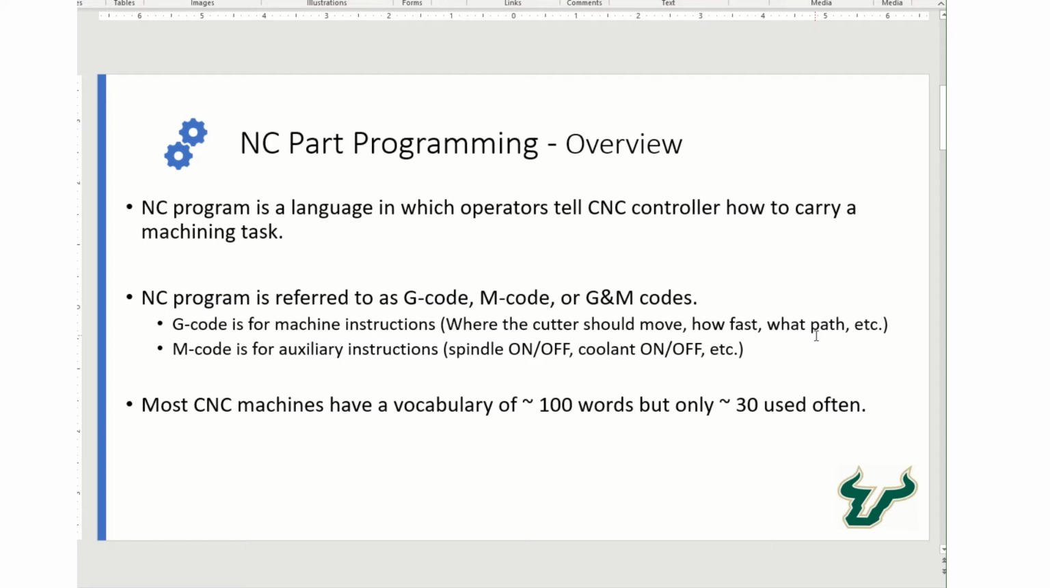All right, so most of the CNC machines typically have a vocabulary of over 100 words, but basically only 30 or so are used in practical applications. So we're going to learn what the most commonly used G codes and M codes are, and then we'll be taking a look at some of the programs that can be written.